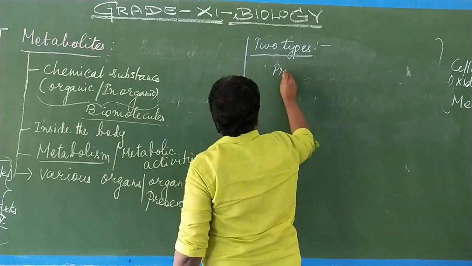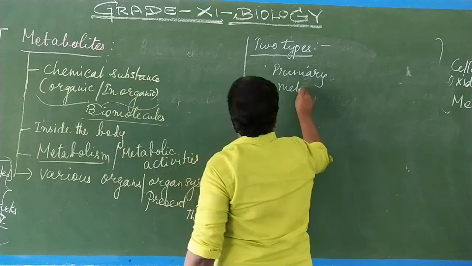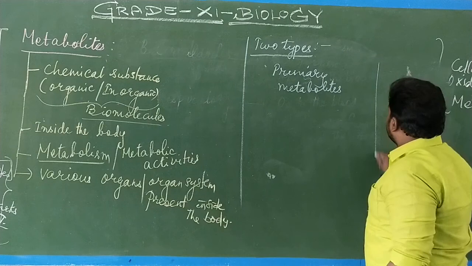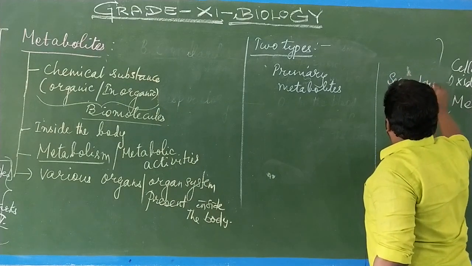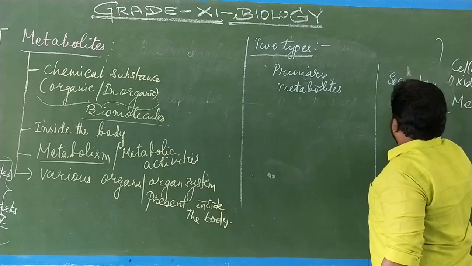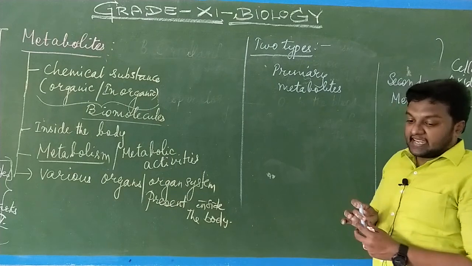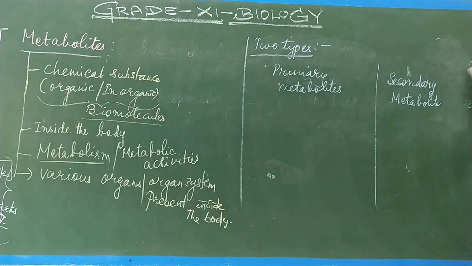Primary metabolite. The other one is called secondary metabolite. So we have primary metabolite, the other one is called what? Secondary metabolite.